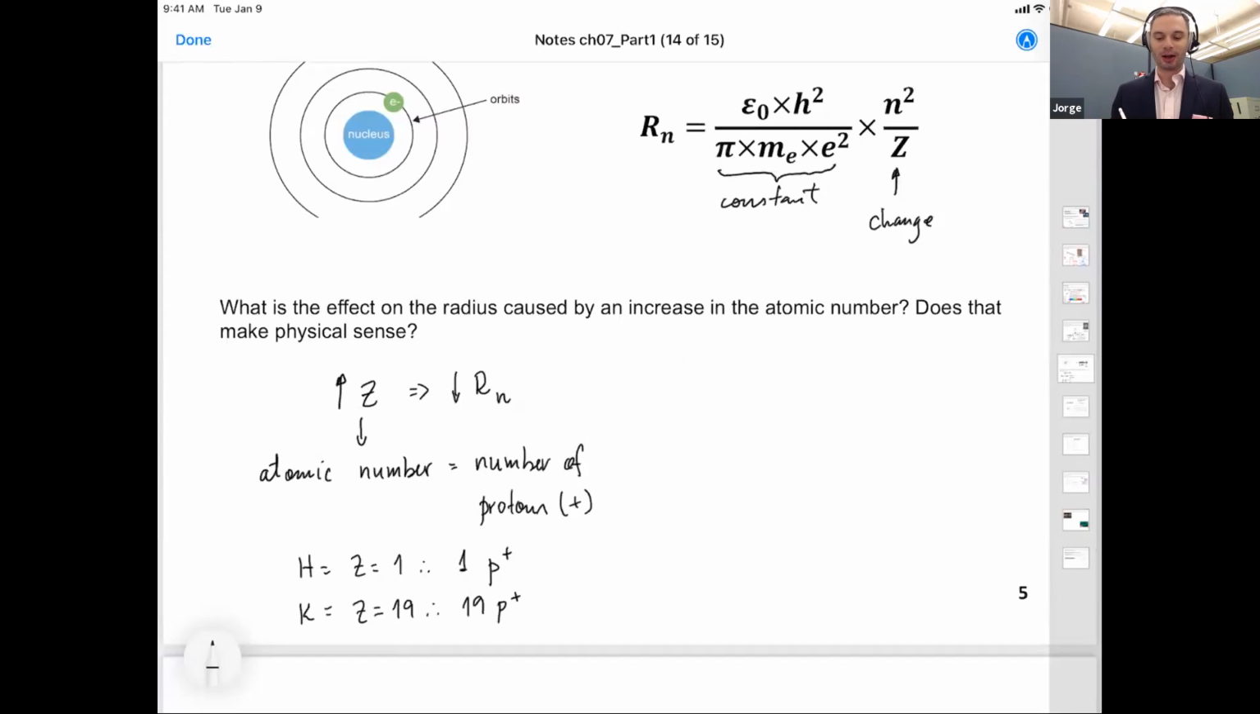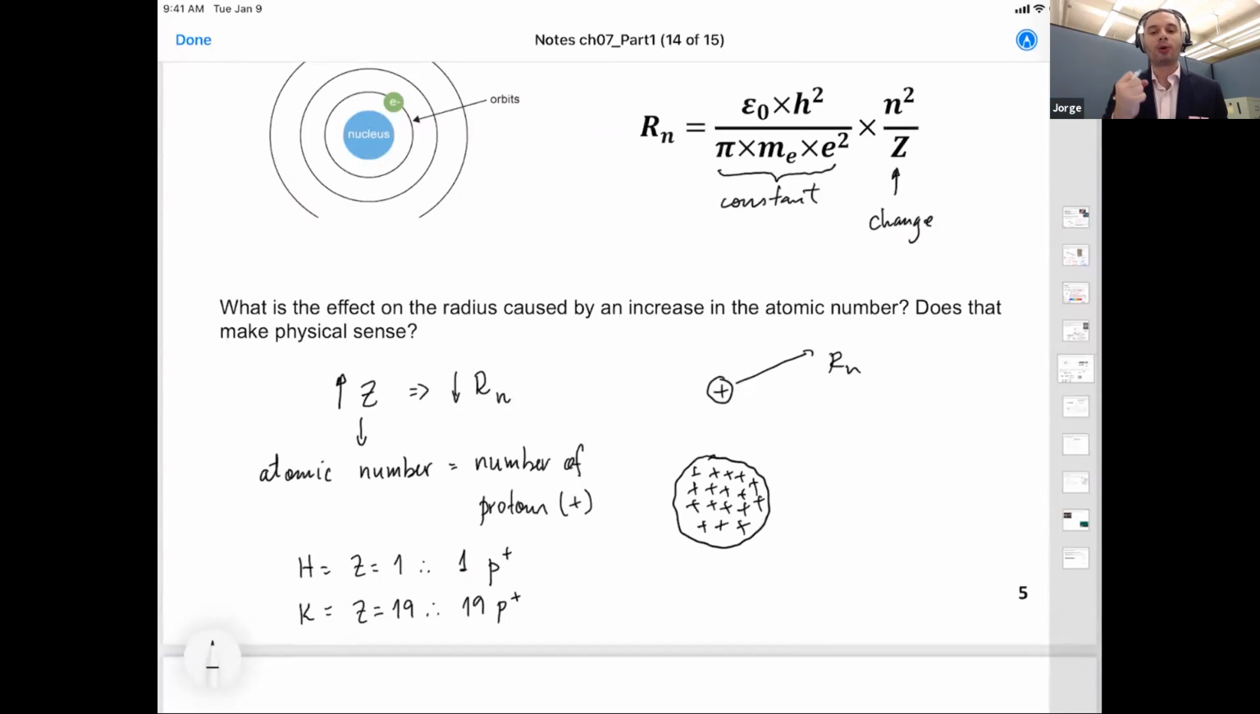So let's think here about hydrogen. Just one positive charge, okay? And that will produce an R N. So it doesn't matter the value here. Now let's compare hydrogen with potassium. What happens when we have now, instead of one, 19 charges? 1, 2, 3, 4, 5, 6, 7, 8, 9, 10, 11, 12, 13, 14, 15, 16, 19. Okay, so now we have 19 charges.